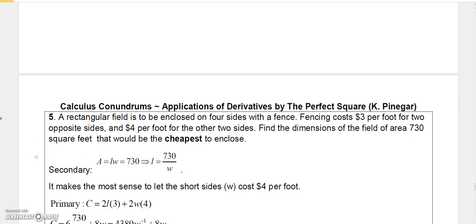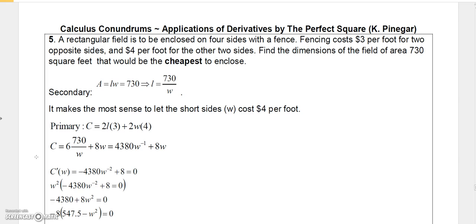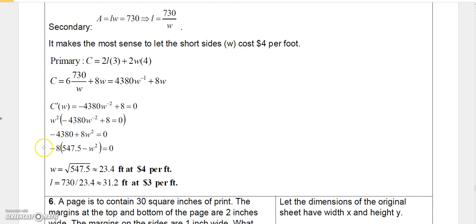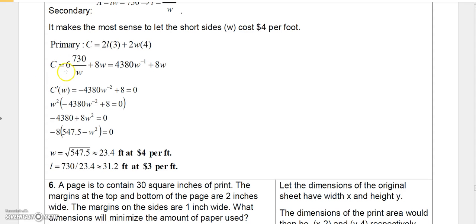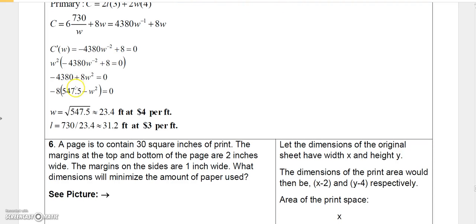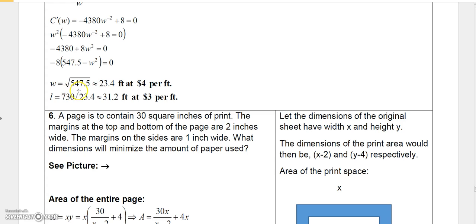So we know area is length times width, and length times width has to equal 730. So L equals 730 over W, and we know that the cost would be 2L times 3 plus 2W times 4, because that was given in the problem. And then if we replace L with 730 over W and then simplify that, we get a formula for cost. And then you take the derivative of your cost function, and then you solve that for W. And by solving that for W, you get W and you get L. So you can get W and L.